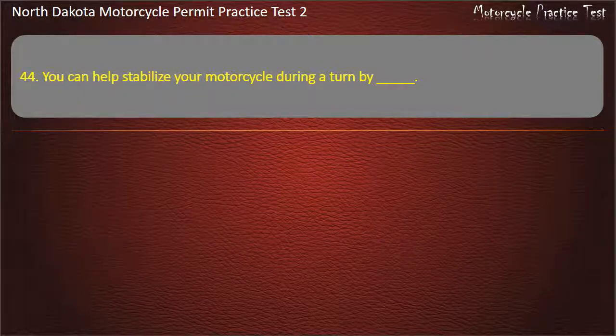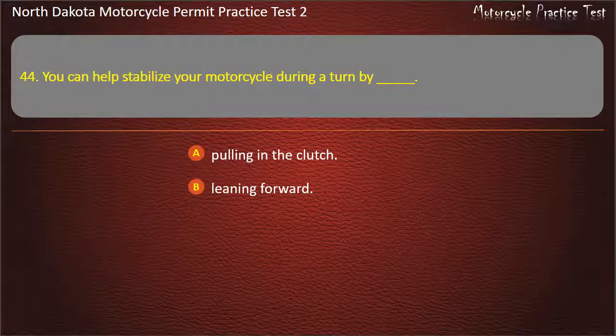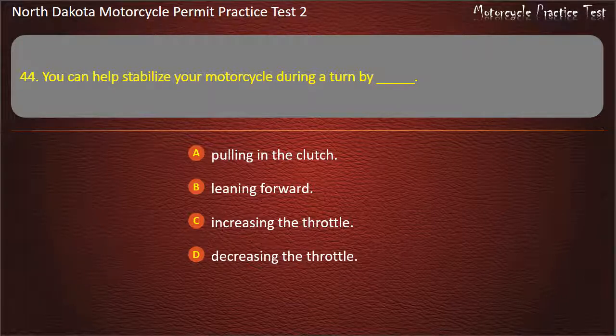Question 44. You can help stabilize your motorcycle during a turn by pulling in the clutch, leaning forward, increasing the throttle, decreasing the throttle. Answer: increasing the throttle.